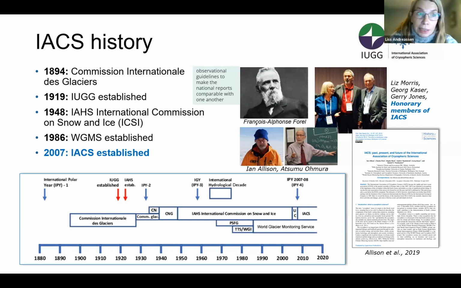In 1919, IUGG was established. Then there are several commissions, but in 1948 we had the hydrology, IACS, International Commission on Snow and Ice, ICSI. In 1986, the World Glacier Monitoring Service was established, and then in 2007, IACS was established. And Liz Morris, Geo Kase, Gary Jones is a picture of her. They are honorary members of IACS and were very central in the establishing of IACS. Liz is also previous IACS president. And Ian Allison, the first official IACS president from 2007, and Asumo Omura is also honorary member of IACS, central in establishing and the first phase of IACS.